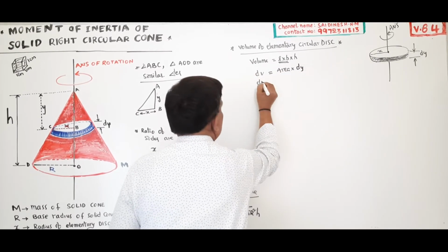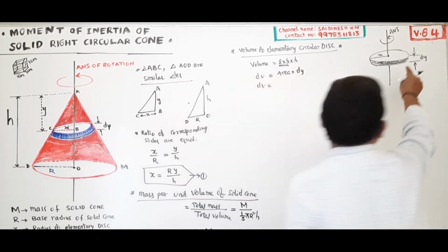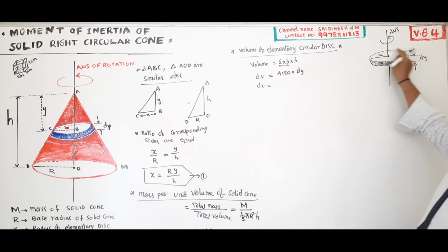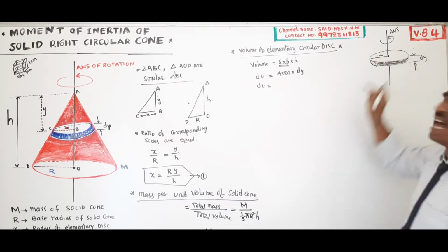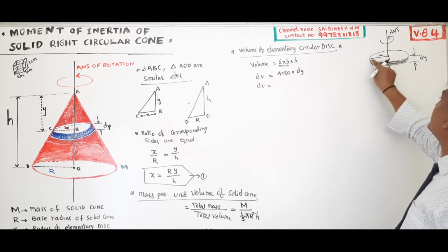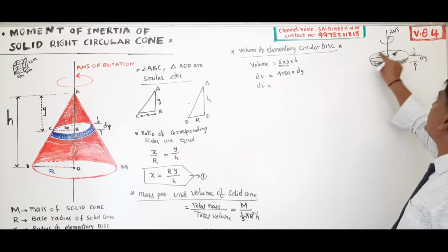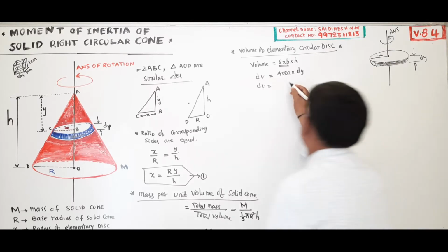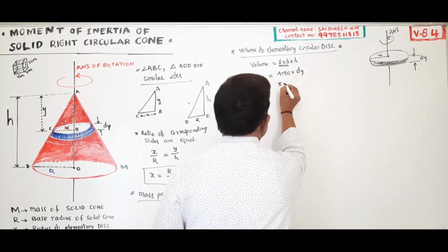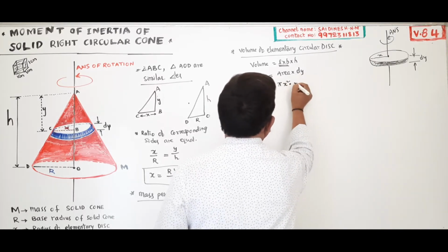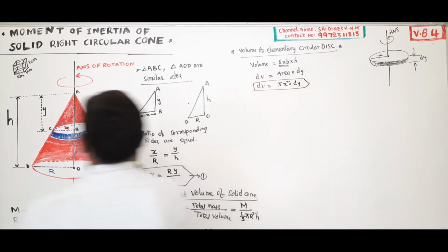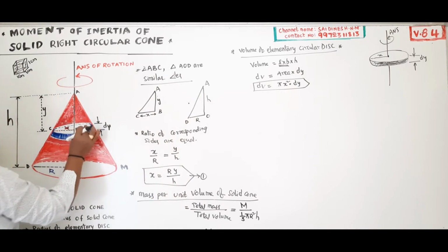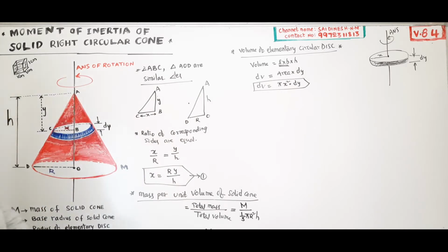Now that is equal to the area of this circular disk. It is a circle. Area of the circle is pi r square. Here the radius is x. Area of this disk is pi x square dy. This is the elementary volume of this disk, which is part of the solid cone.